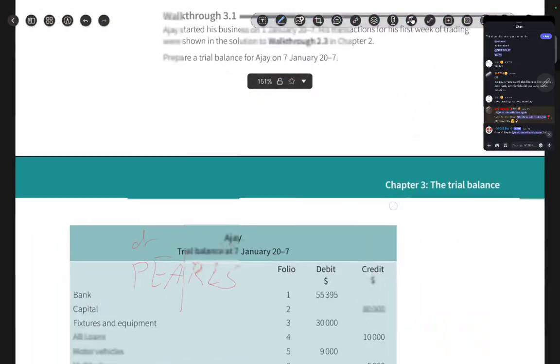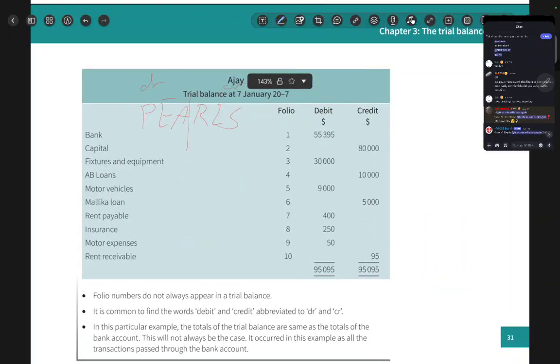What does this mean? This trial balance, it's just your normal bank balances. So this was our bank balance at the 7th of January, right? At the last day. And this was our capital as well at the same date. Okay. So this is just the balance BD at the last day. And you see the debit side is equal to the credit side.